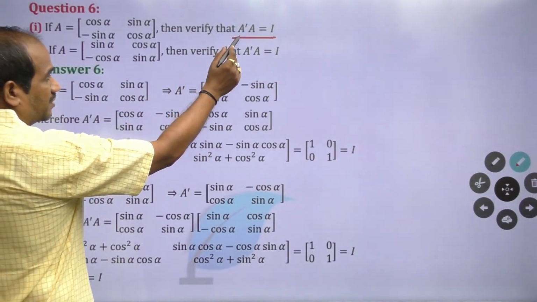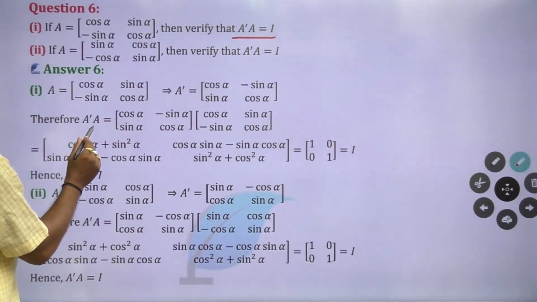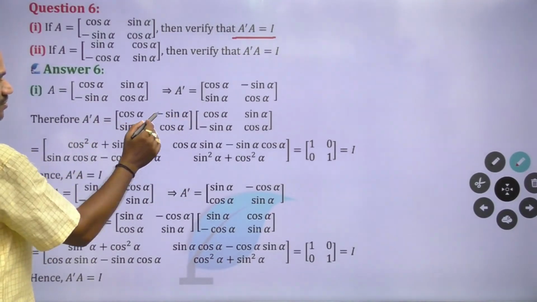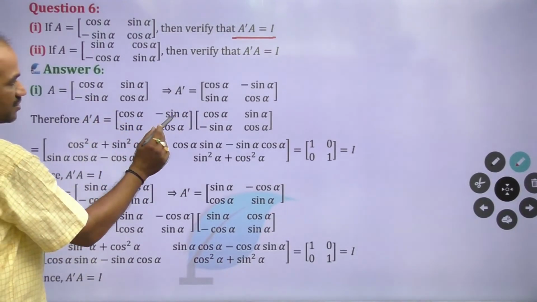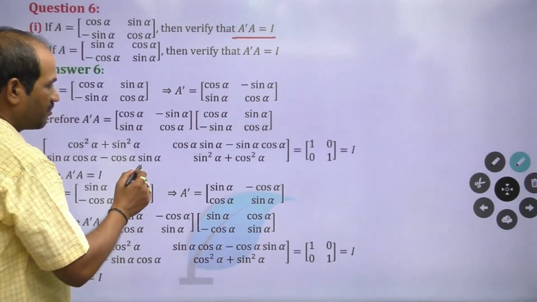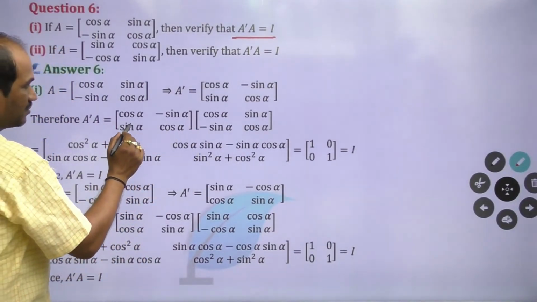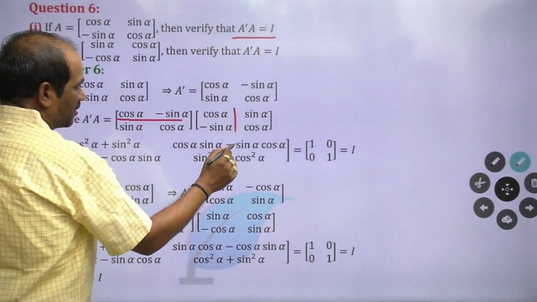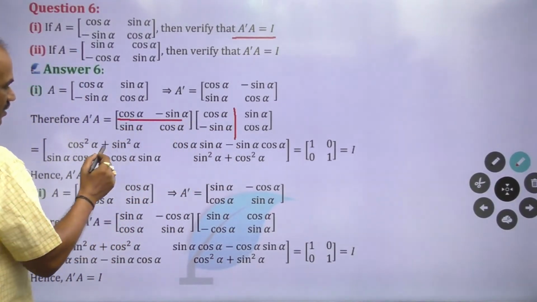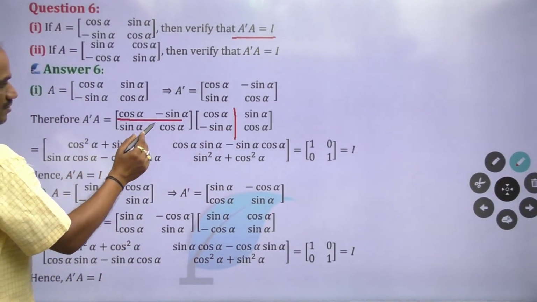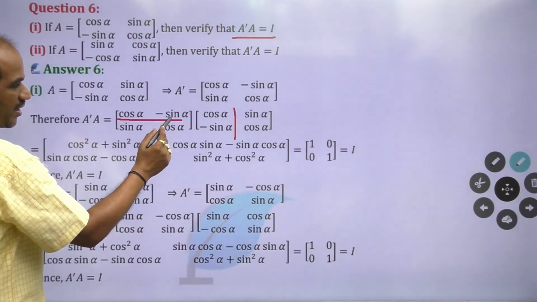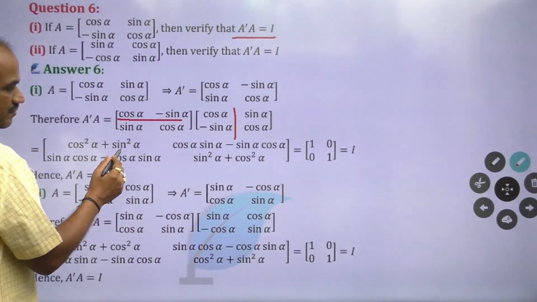Next, write A dash into A. Take the LHS value: A dash into A is equal to A dash, this matrix, times A matrix, this matrix. Multiply these two matrices. Take first row, first column: cos alpha into cos alpha, cos square alpha, plus minus sin alpha into minus sin alpha, minus into minus plus sin square alpha.